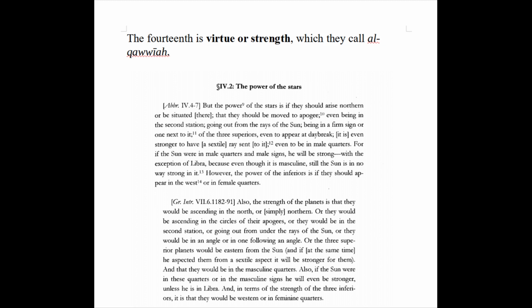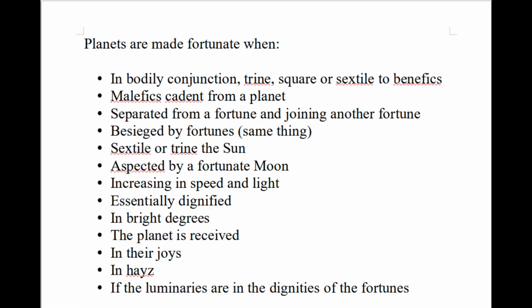Okay, so these are the ways in which a planet can be made fortunate. Bodily conjunction, trine, square, or sextile to the benefics. Now, before we did all this stuff about reception, the square might not have made so much sense, would it? No, it wouldn't have. But now it does, because we know that squares can happen with reception.